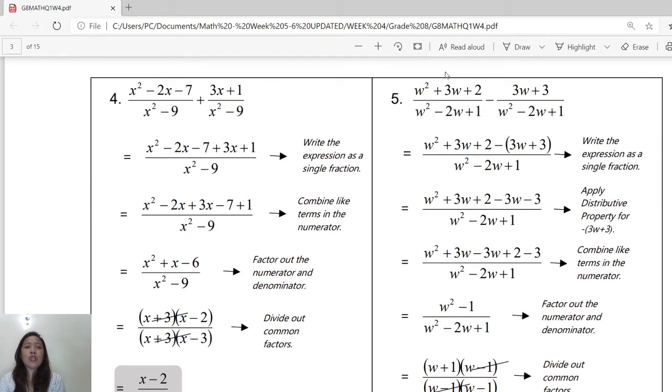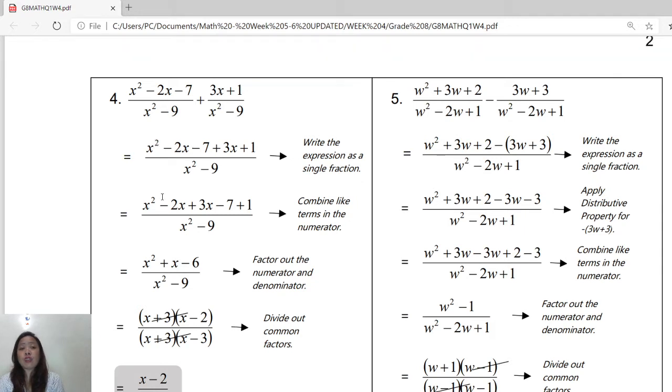Okay, next. Number 4. We have x squared minus 2x minus 7 over x squared minus 9 plus 3x plus 1 over x squared minus 9. Again, since the denominators are equal, you can just copy the denominator. Then we add the numerators: x squared minus 2x minus 7 plus 3x plus 1. Combining similar terms, negative 2x is similar with positive 3x, giving positive x. Then negative 7 plus 1 is negative 6. So we have x squared plus x minus 6 over x squared minus 9.